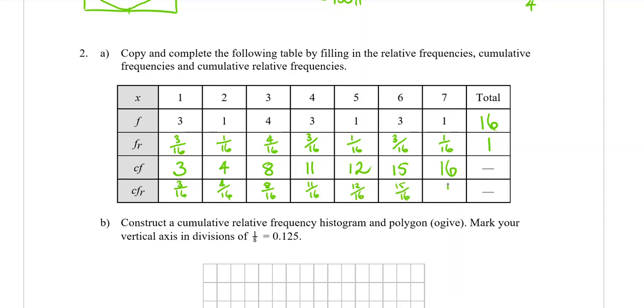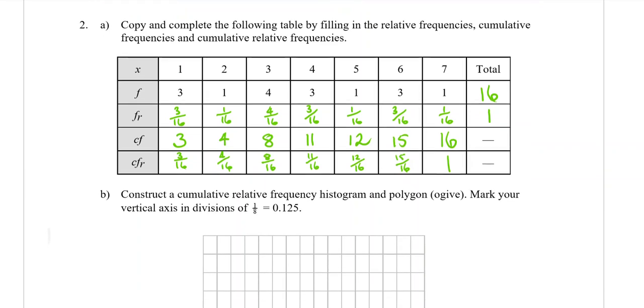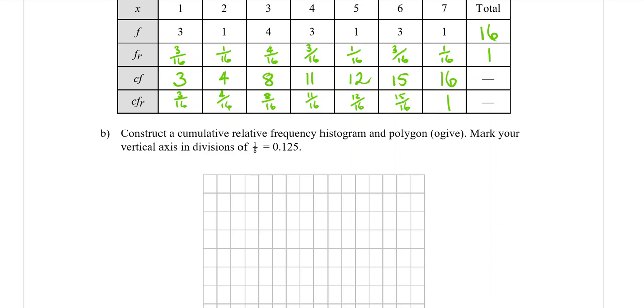And then 16 out of 16 makes 1. Okay, I could have done that from this row or this row. I was doing it from there. I could have just as easily divided that by 16 to turn those into cumulative relative frequencies. Part B, construct a cumulative relative frequency histogram and polygon.